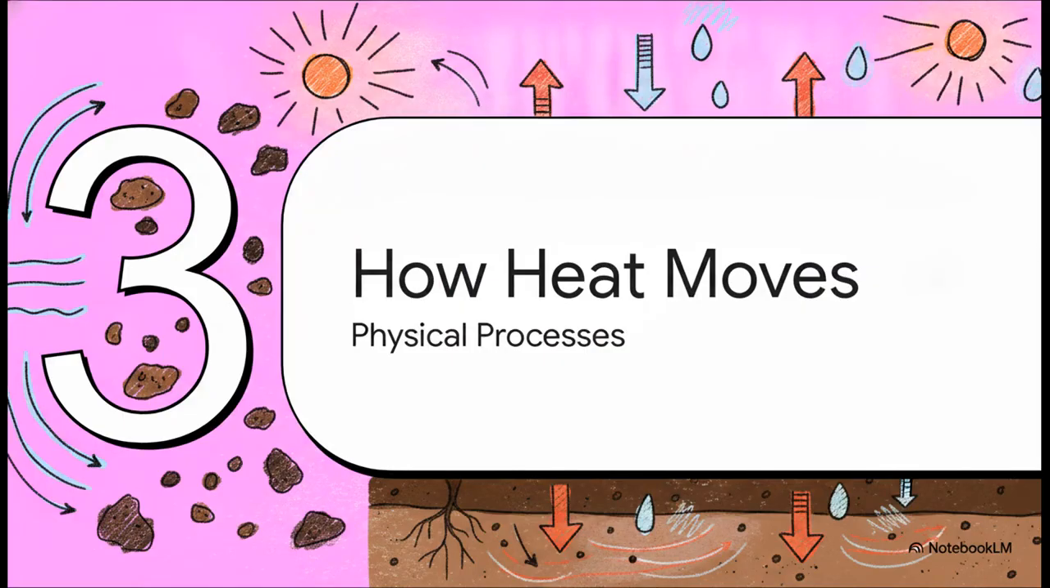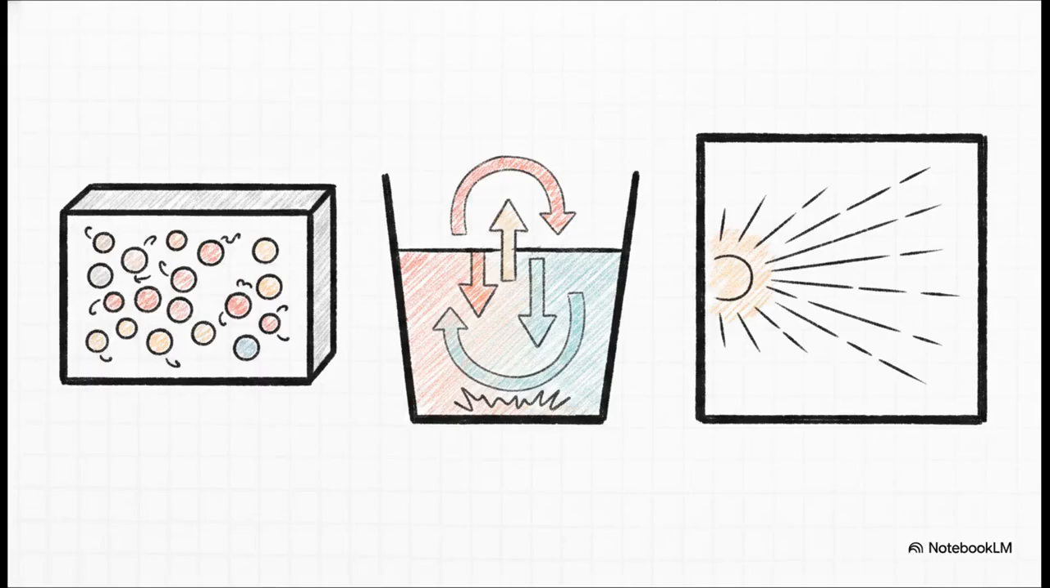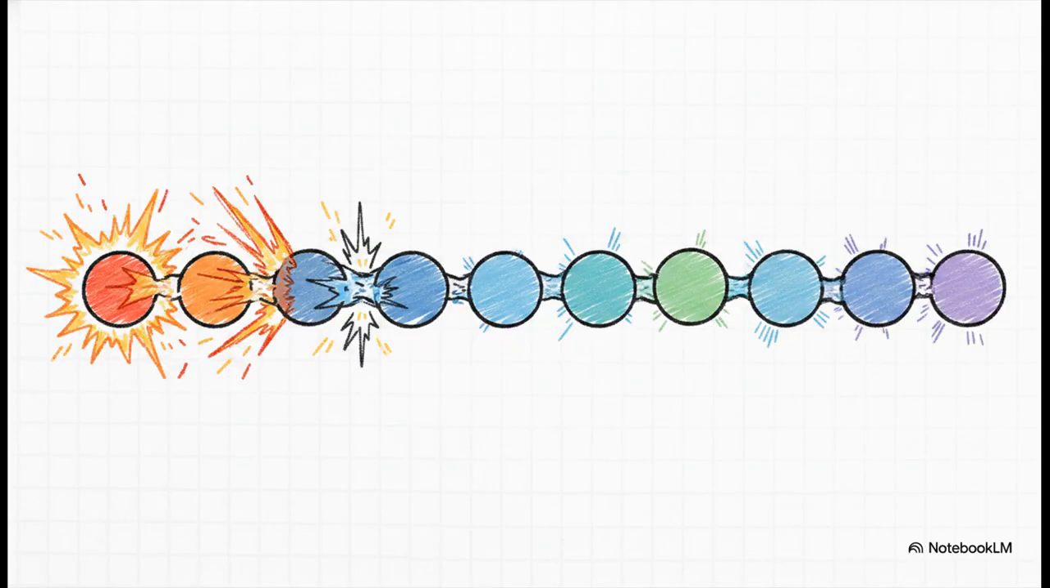Section 3. How heat moves. Let's dive into the physical mechanics here. How does heat physically get from a hot spot to a cold spot in the dirt? The sources outline 3 primary physical processes for this: conduction, convection, and radiation. First up is conduction, which is entirely about molecular collisions.